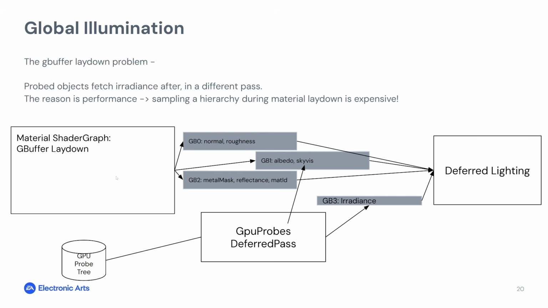With the GPU probe system, we basically added a way of doing it deferred. So after gbuffer laydown, there's a little lighting pass that happens, a set of pixel and compute shaders that do the deferred pass and apply GI. They patch the irradiance buffer on the pixels that are tagged to be probe lit. And then sky visibility also gets applied here.